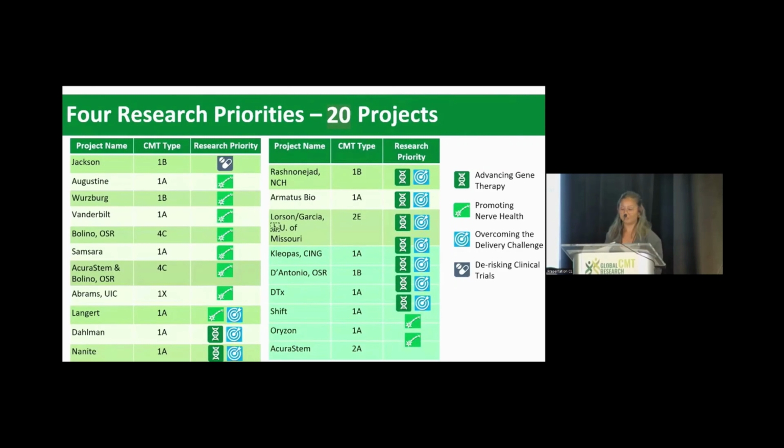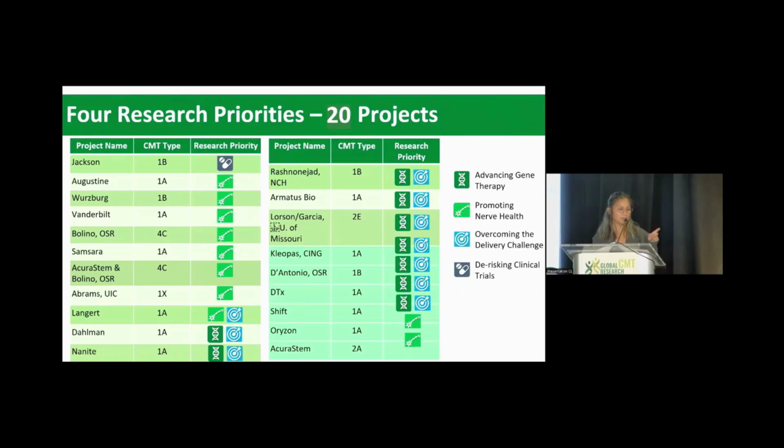So in the last 5 years, the funding breakdown for our projects is that 50% of the research dollars were spent on CMT1A, the most prevalent form, then 20% has gone to CMT1B, 12% to CMT2A, 6% to CMT1X, 6% to CMT4B1, and 3% to CMT2E.